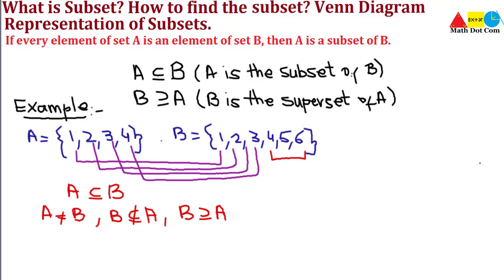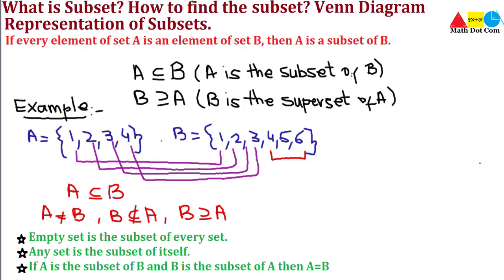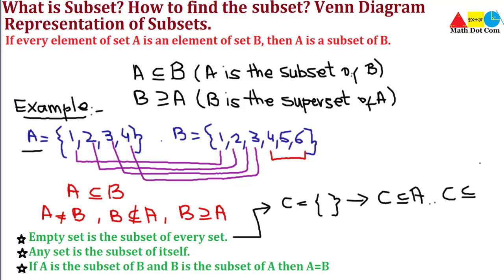Let's have one more example from which you will understand it better. Here are some very important points about subsets that you should know while finding the subset of any set. The empty set is the subset of every set. In support of this point, you have a set C equal to the empty set. Is this set a subset of set A? Yes, because this is the property of subsets: the empty set is the subset of every set. So you can say that C is the subset of A, and you can also say that C is the subset of B as well.